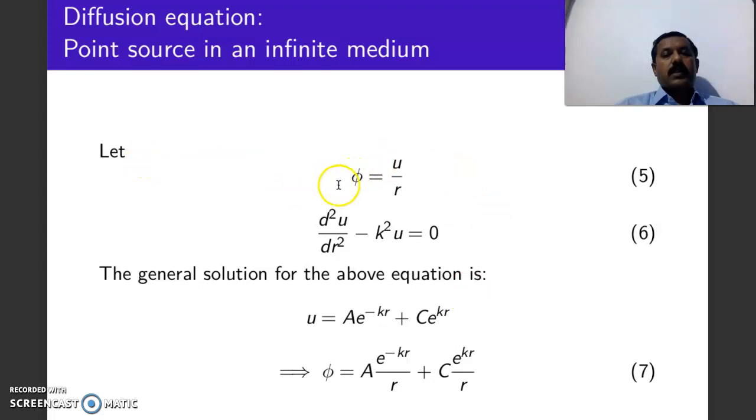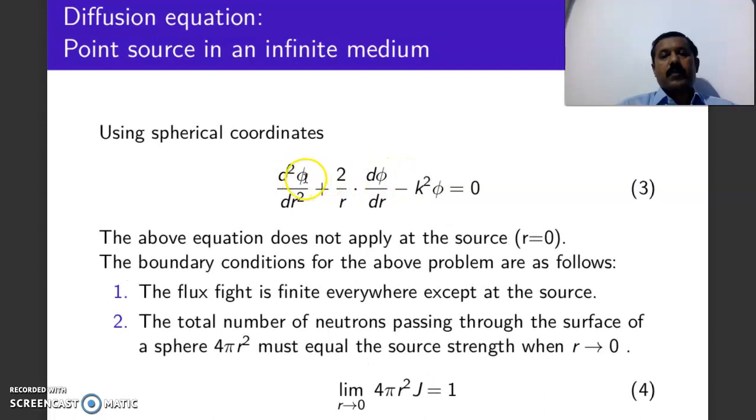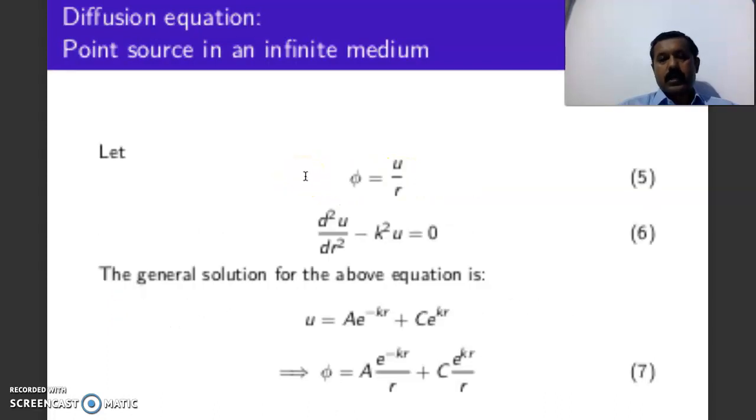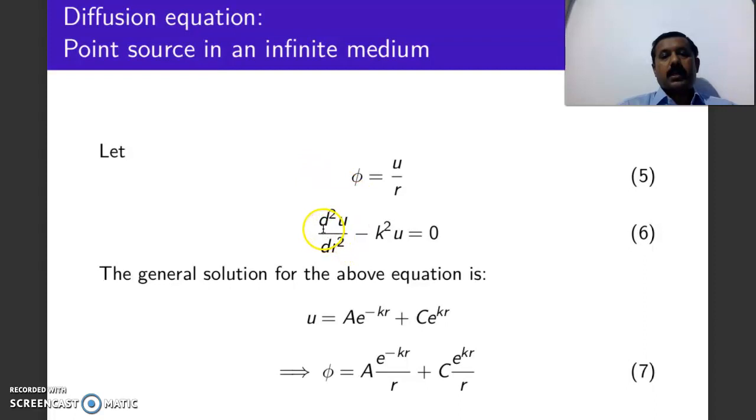To start with, we use φ equal to u by r in this equation. If we put φ equal to u by r, then automatically this reduces to a very simple form, that is d²u/dr² minus k²u will be equal to 0. And the auxiliary equation for this will be (D² minus k²)u equal to 0, or D will be equal to plus or minus k. Then the general solution for this equation will be u equal to A e to the power of minus kr plus C e to the power of kr.